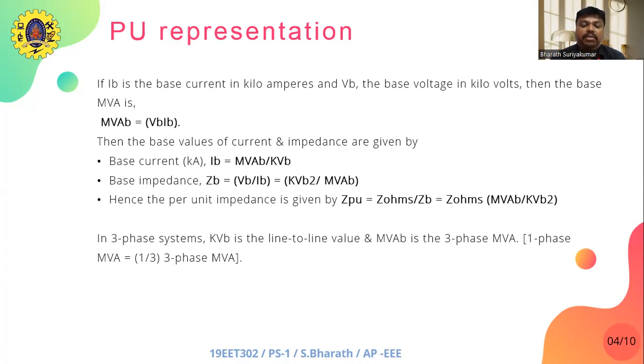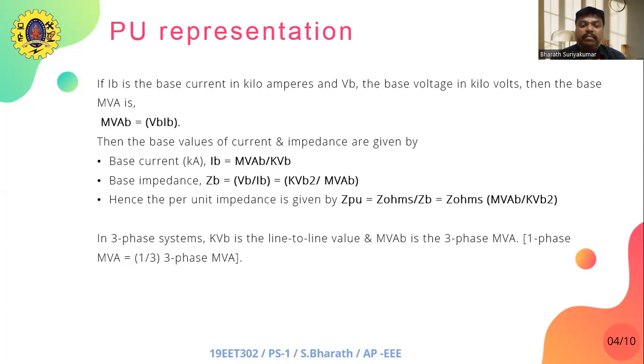So VB by IB. In the previous step, we have calculated the value of base current. The base current is equal to MVAB divided by KVB. We are just substituting it over there on the top. So base impedance ZB is equal to VB divided by IB, that is KVB the whole square divided by MVAB.